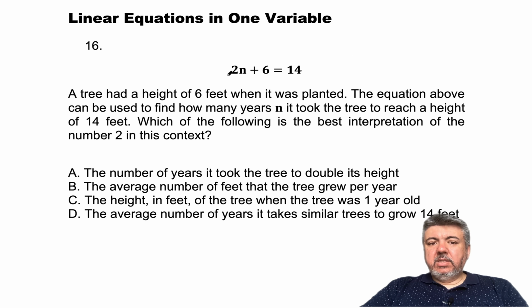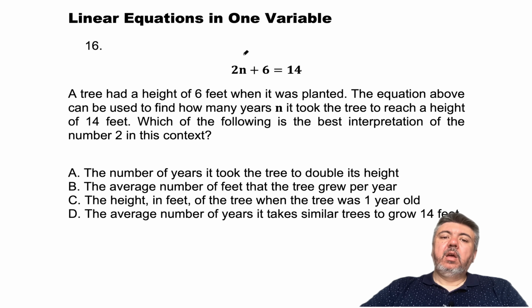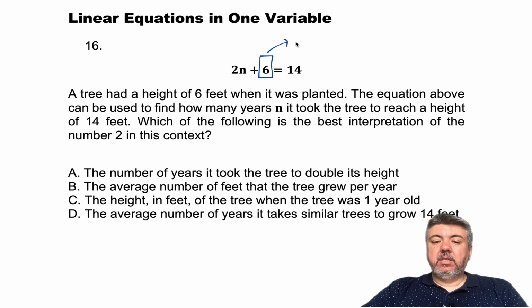Question 16. 2n plus 6 equals 14. A tree had a height of 6 feet when it was planted. The equation above can be used to find how many years it took the tree to reach a height of 14 feet. Which of the following is the best interpretation of the number 2 in the context? Okay, let's see one by one. 6 is the original height. The height in feet when the tree was planted. Okay?